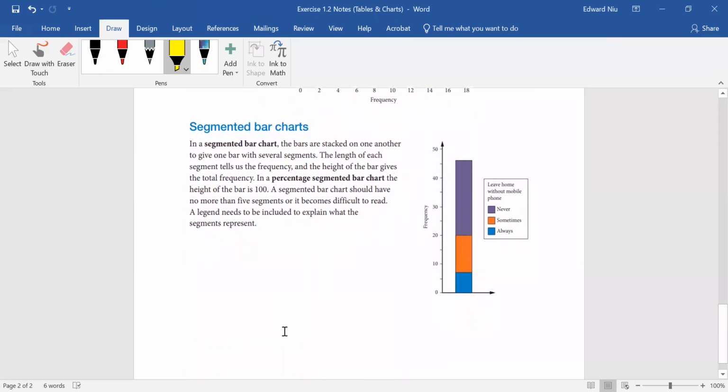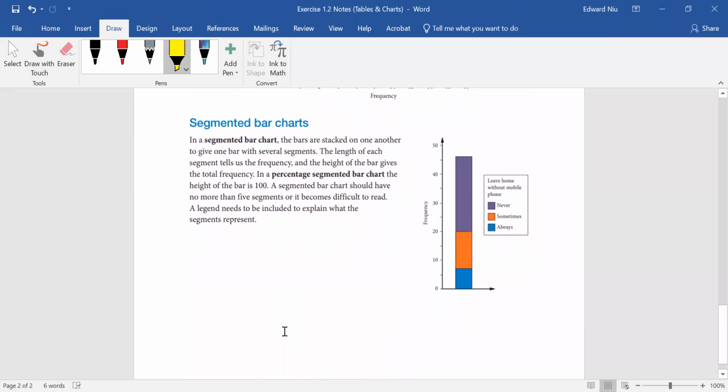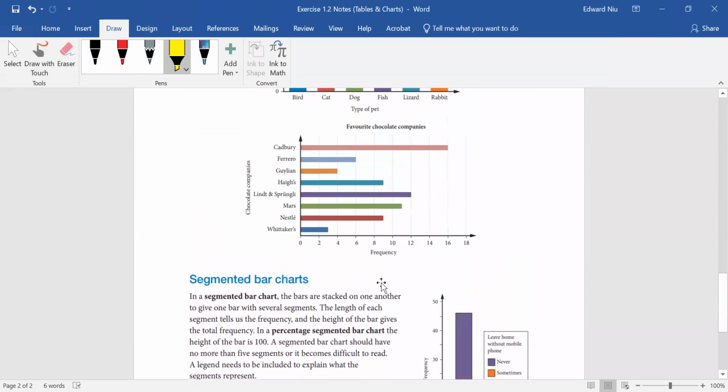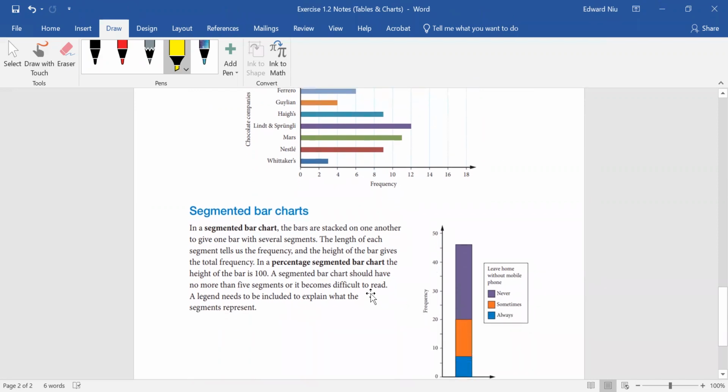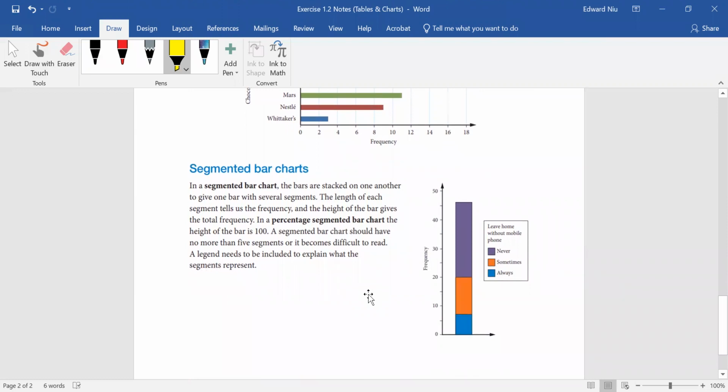You may also get segmented bar charts, and this is where we take a look at each bar. Instead of having their own separate bar, they just stack on top of one another. What we have here is basically a longer version of what I just said. If we have someone who leaves home without a mobile phone, what we need to do is start at the bottom and check the legend.